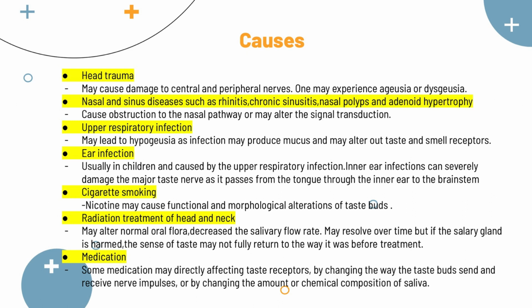Thirdly is upper respiratory infection, which may lead to hypergeusia as infection may produce mucus and may alter our taste and smell receptors. And next point is ear infection, which usually happens in children and is caused by the upper respiratory infection. Inner ear infection can severely damage the major taste nerve as it passes from the tongue through the inner ear to the brain stem.